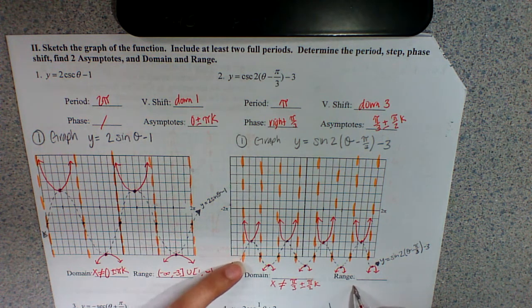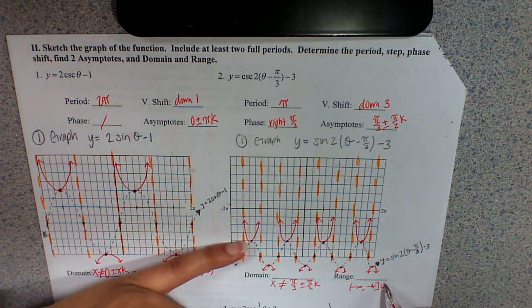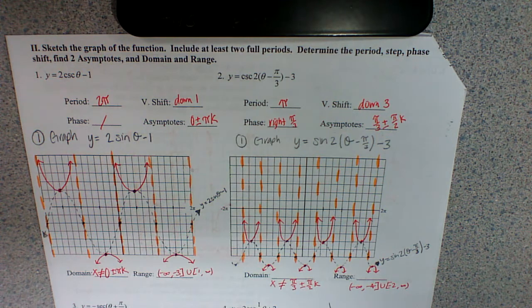Our range, again, is only based on the U-shapes, not the middle sine graph. So let's see, our range is from bottom to top, so negative infinity to, that would be -4, hard bracket, union, and then it picks back up here at, let's see, that's -2 to infinity. There you go.